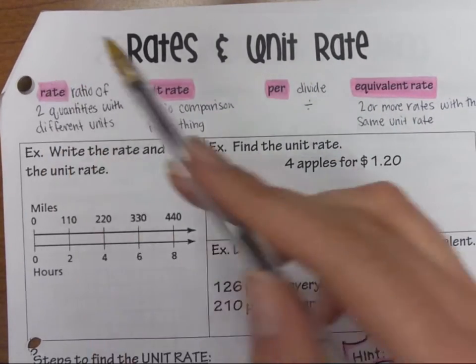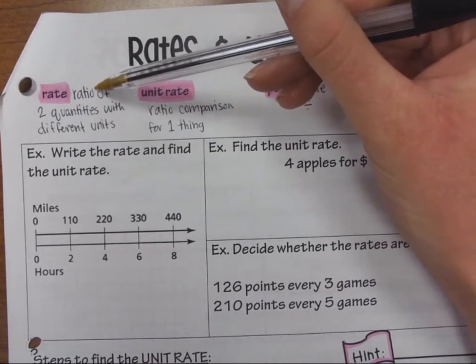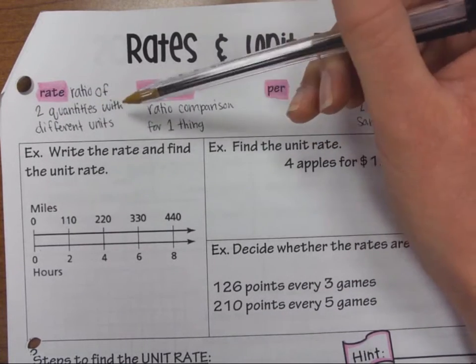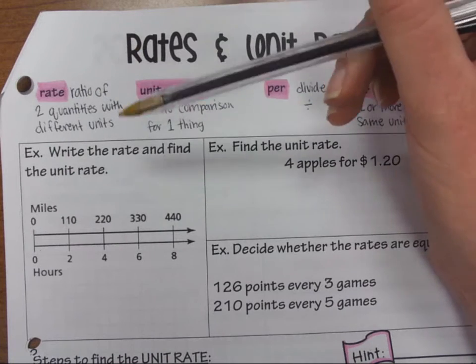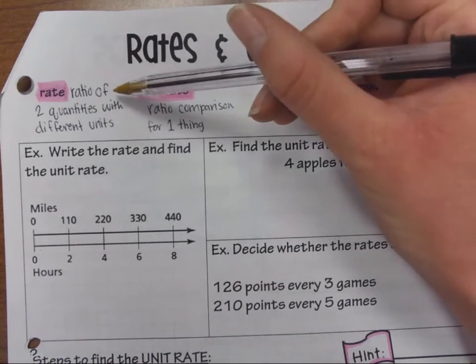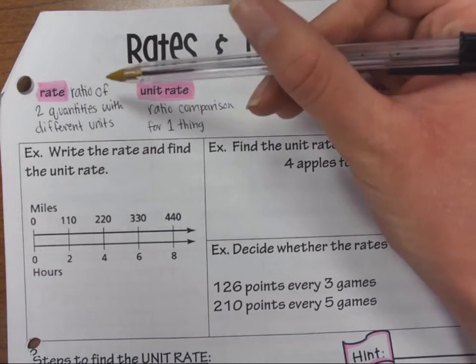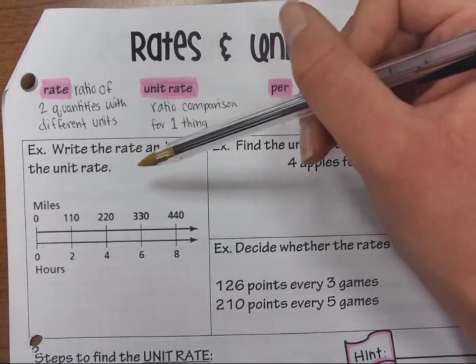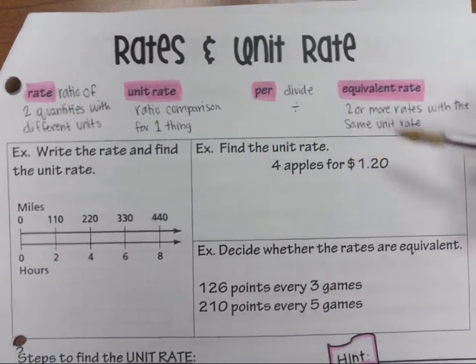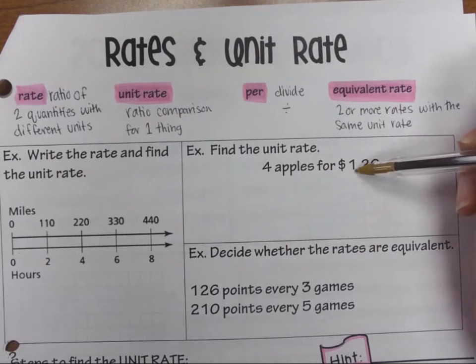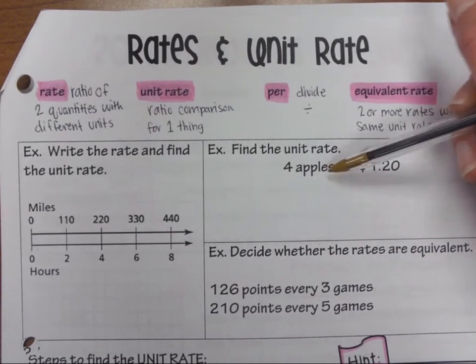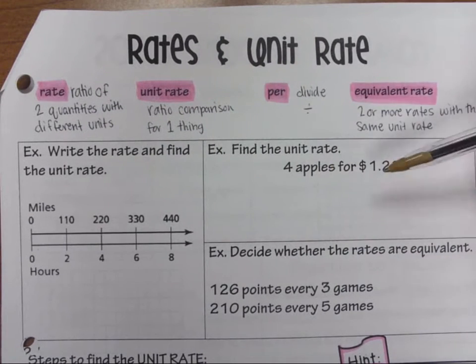So this first one, rate, it's the ratio of two quantities with different units, miles and gallons, feet and seconds, okay? So sometimes like a distance and a time. Over here we're going to see apples and dollars, quantities for different units, okay?